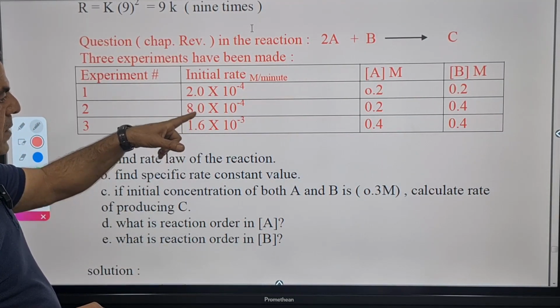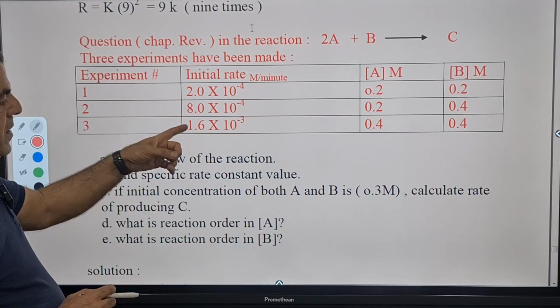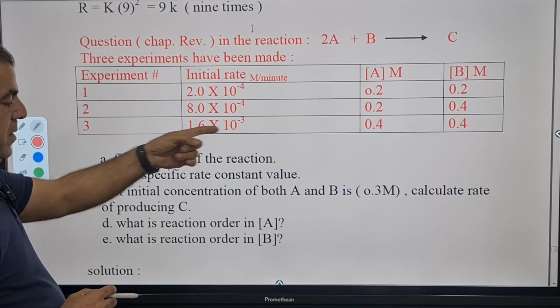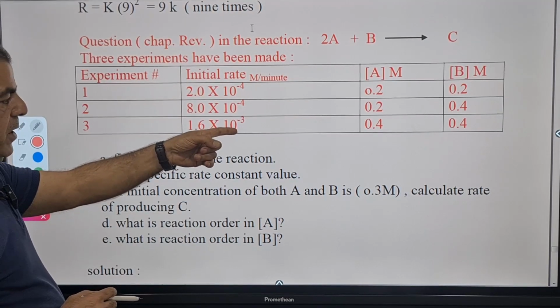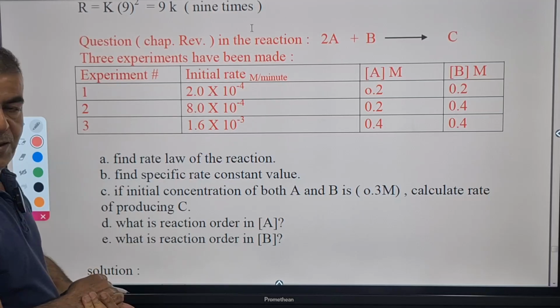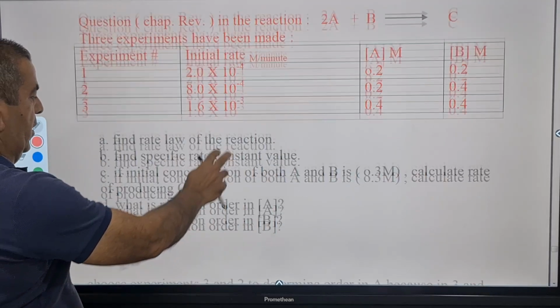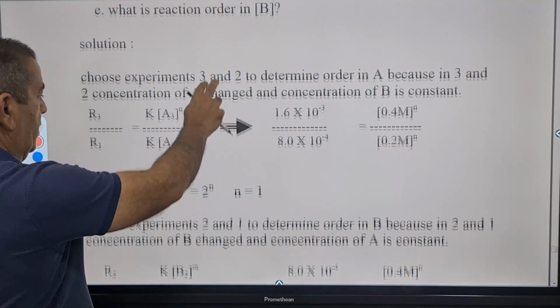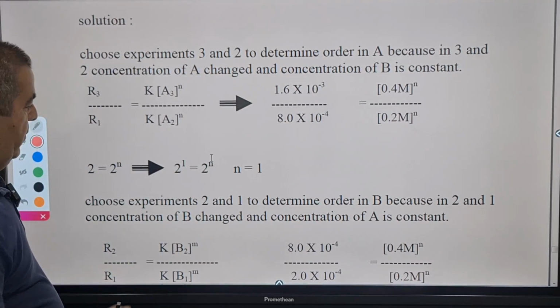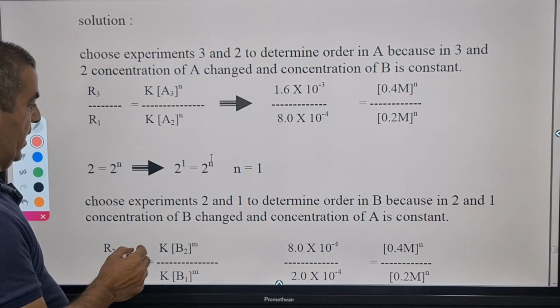3 by 2. Okay, 3 by 2, 16 divided by, because this equals 16 times 10 power negative 4, so this equals 2. So the order of A is what? The order of A is 2. Let's move forward. Okay, we found that the order of A, which is N, is 2.